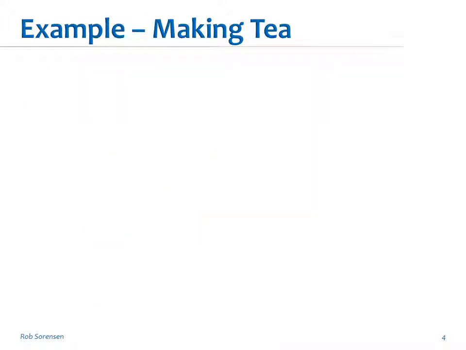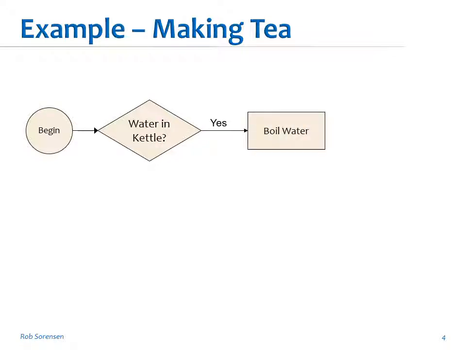So I want to look at how to make a perfect cup of tea. And so I'm going to start with the begin circle to show that I'm starting a new process. Draw an arrow over to my first decision point, and that's, is there water in the kettle? If there is, I can go ahead and boil the water. But if there's not, I'm going to have to fill the kettle first. Once I've filled the kettle, then I can go back to boiling the water and kind of pick up the process where I left off.